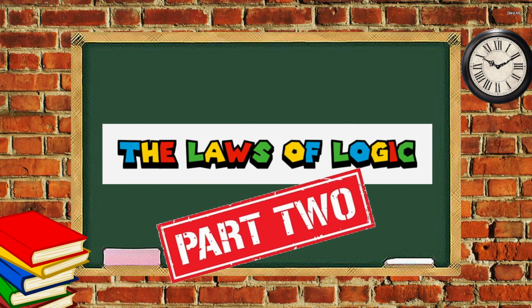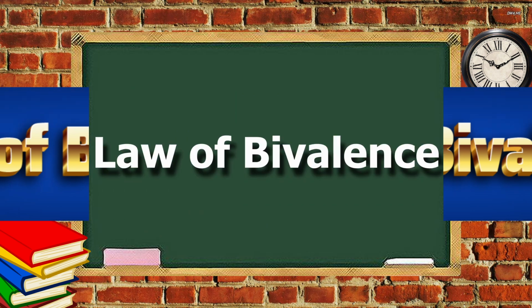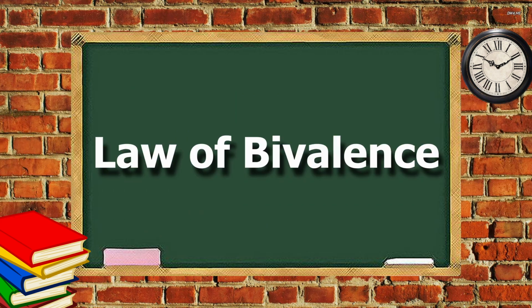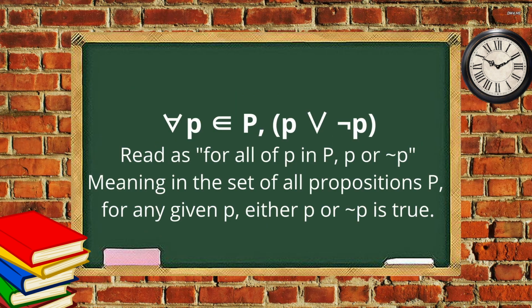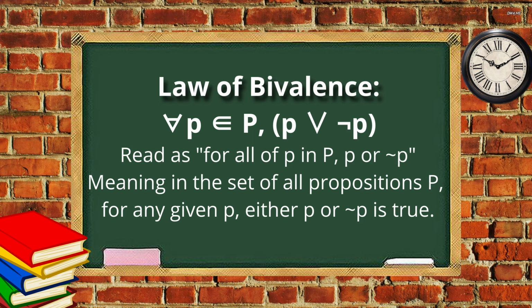Laws of Logic Part 2. The Law of Bivalence. The law of bivalence, also known as the principle of bivalence, states that every declarative sentence that expresses a proposition, meaning it is truth apt, is a statement that can be true or false, has exactly only one value, with it being either true or false. Logics that use this principle are known as two-valued logic, or bivalent logic.